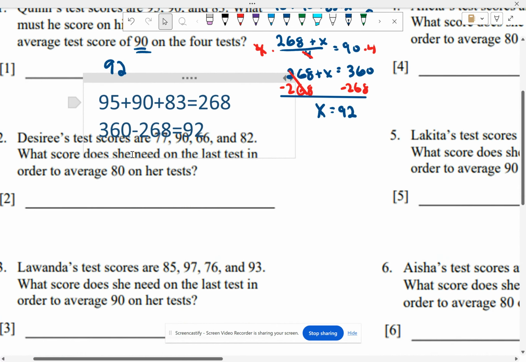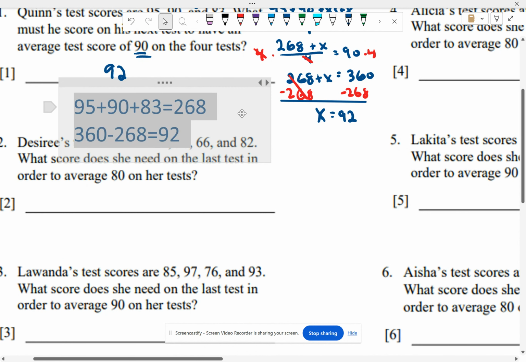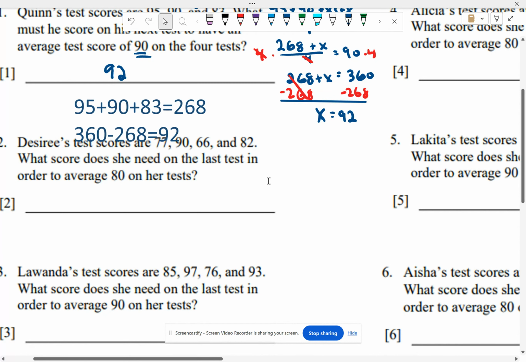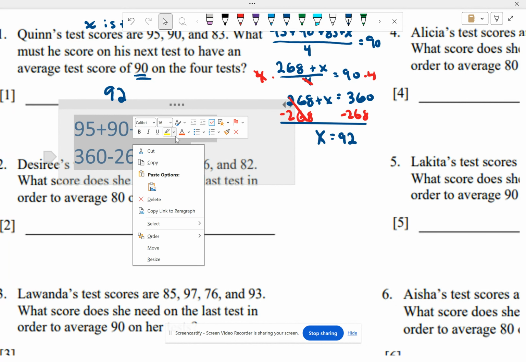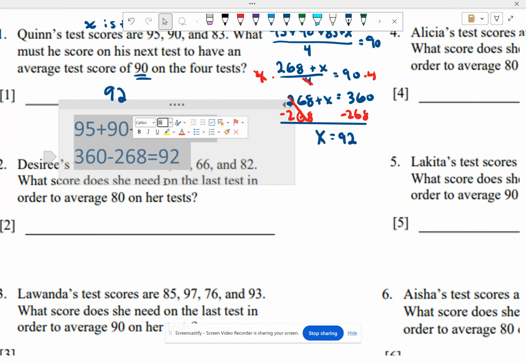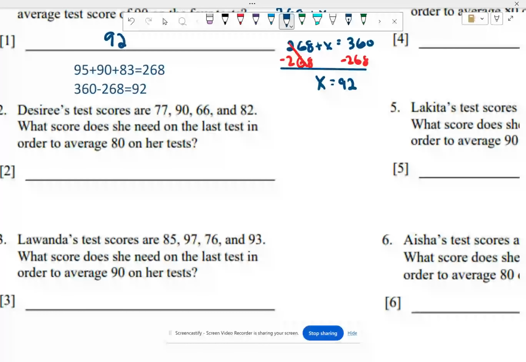Now Desiree over here doesn't have the same grades as Quinn does. And Desiree is just hoping for an 80 average. So for Desiree's situation here, let's move this up a little bit. Let's make it smaller. All right, there we go. Desiree's scores are 77, 90, 66, and 82. What does she need on the last test in order to have an 80 average on her test? We have her 4 grades. We want to know what we need on the last test so that the average is an 80.